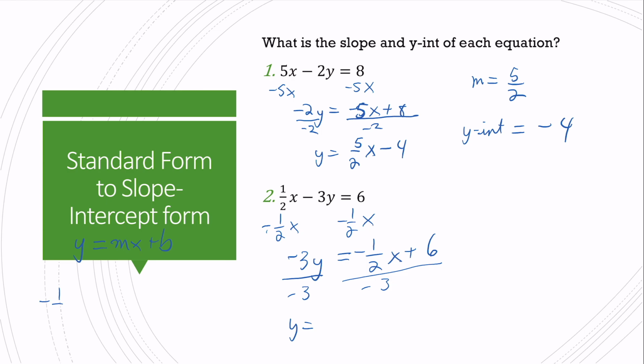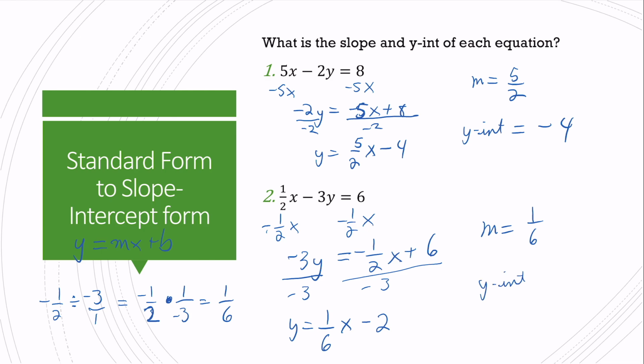So if I have negative 1/2 divided by negative 3, remember when we're dividing fractions, we keep, change, flip. So we keep the first fraction the same, we change from division to multiplication, and we flip that second fraction. That's going to give me a positive 1/6. 6 divided by negative 3 is negative 2. So here my slope is a positive 1/6, and my y-intercept, or my b, is negative 2.